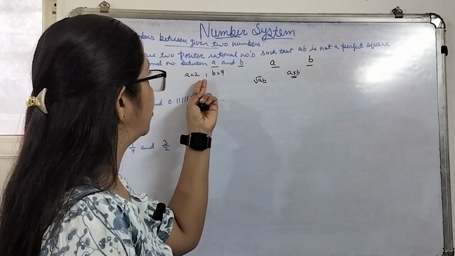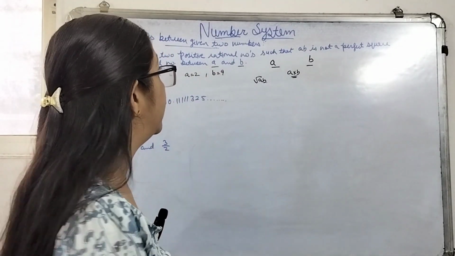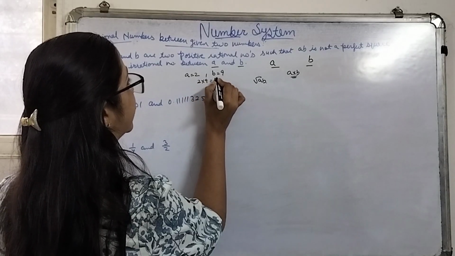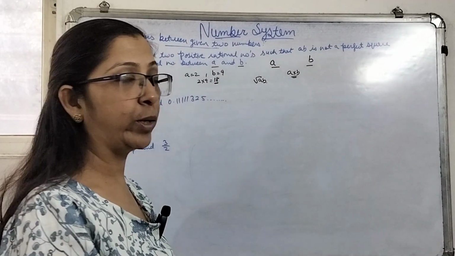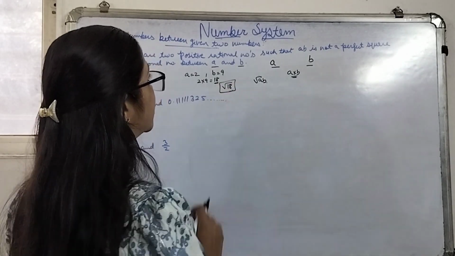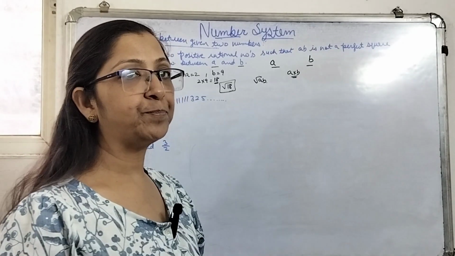If one of the numbers is 2 and another number is 9, we have to find an irrational number between these two numbers. Then the product of these two, that is 2 multiplied by 9, 9 2s are 18, and 18 is not a perfect square. That simply means root of 18 will be an irrational number between these two given numbers. This is one of the methods.